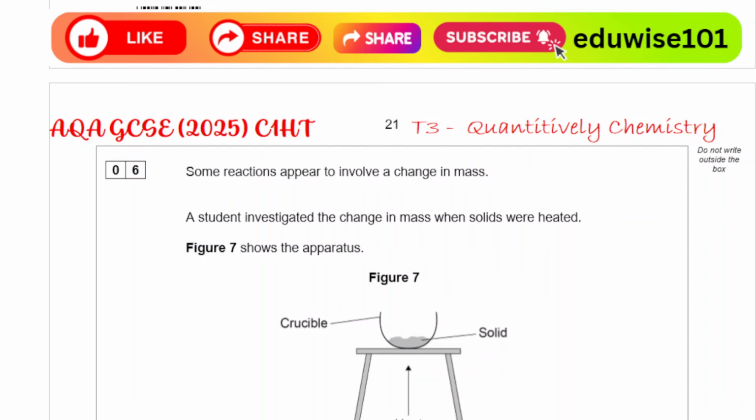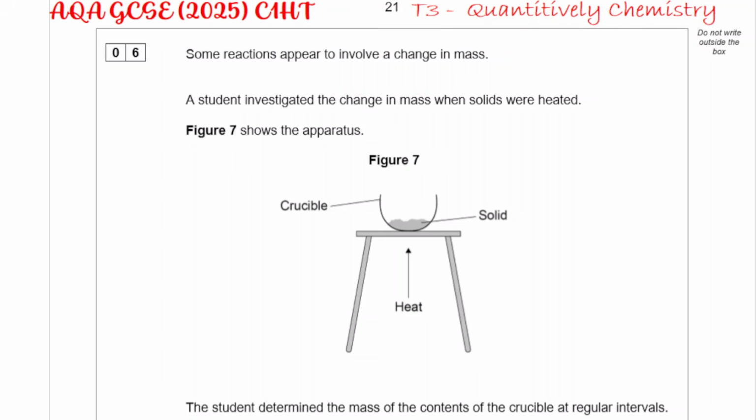In this video, I'm going to go through the AQA Combined Science Chemistry Paper 1 Higher Tier from 2025. Question number 6 is on the topic of quantitative chemistry. Some reactions appear to involve a change in mass. A student investigated the change in mass when solids were heated. Figure 7 shows the apparatus.